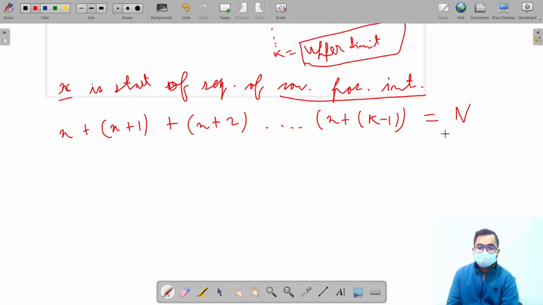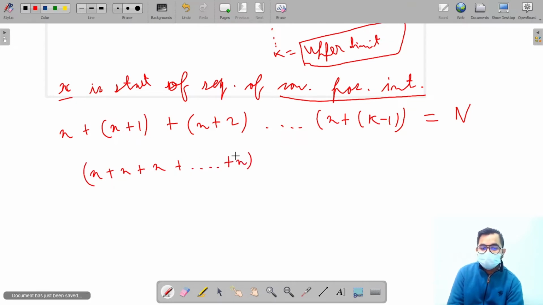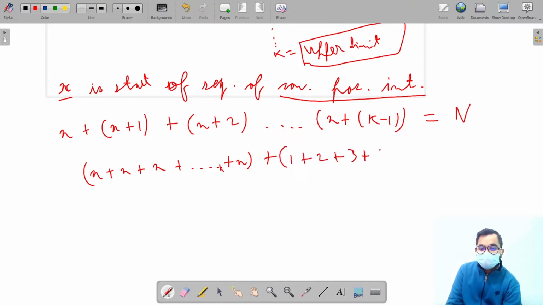So this is the first equation. Let's try to simplify it. So I will have x, again x, again x, and dot dot dot, again x. And how many times is this x going to be there? k times, because I have discussed that we have k elements here, so this will be k times. Plus 1 plus 2 plus 3 plus 4 dot dot dot, k minus 1.